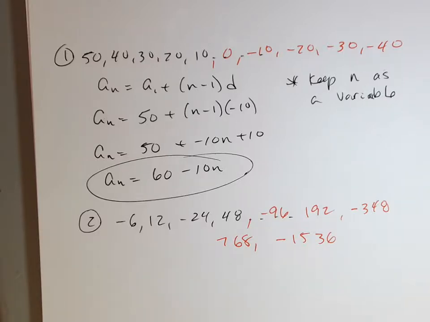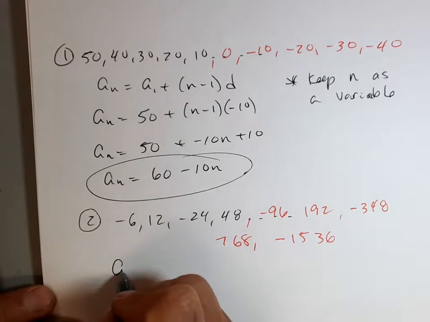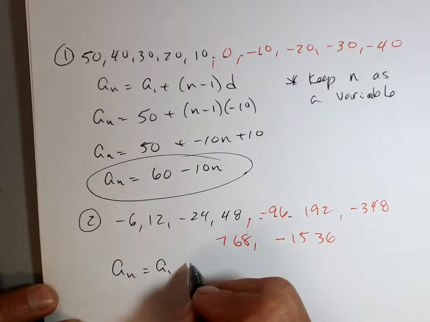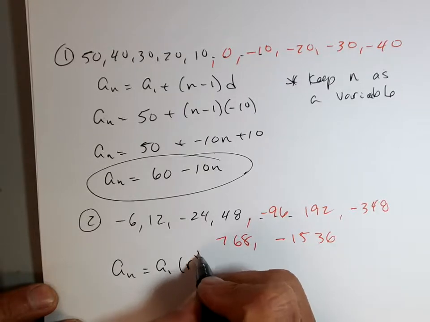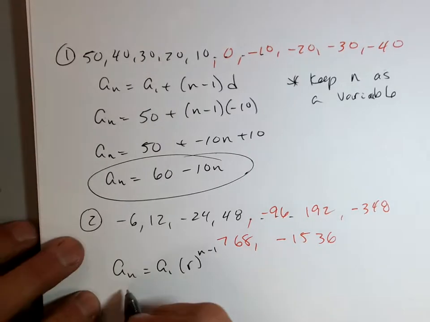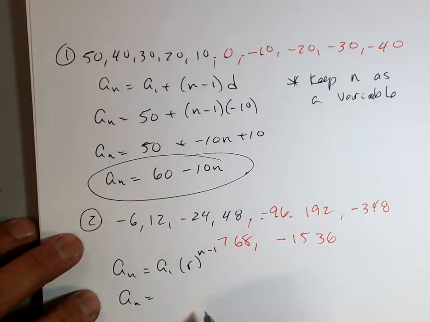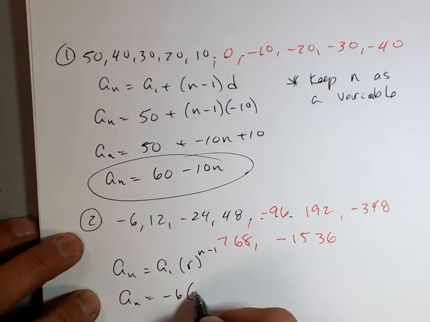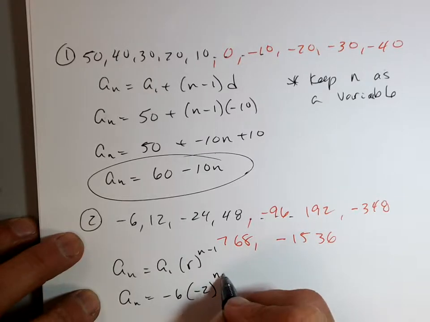Okay, so now, arithmetic or geometric? Geometric, right? So we have a rule. It's geometric. There's my rule. Let's write that down. If you use the board, the formulas, it's not too bad. So I'm going to go a of n equals a1 times r to the n minus 1. We're going to keep n as a variable. So my formula is going to be a of n equals -6 times -2 to the n minus 1 power.